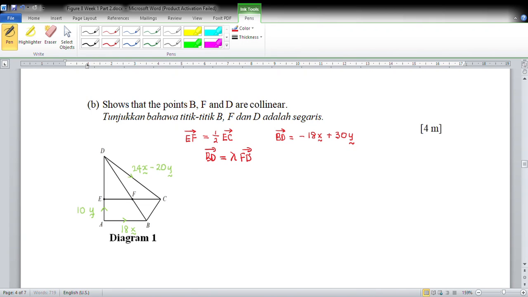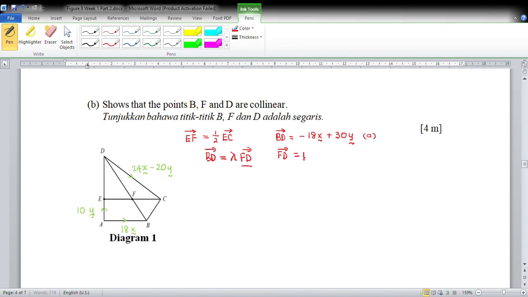Why do I use BD? Because in part A we already found BD, so we don't have to find it again. We just need to find one more, FD. So I'm going to find FD. This is from part A.